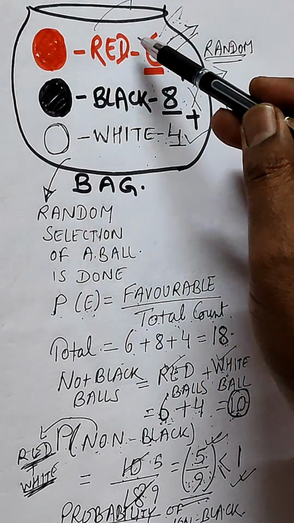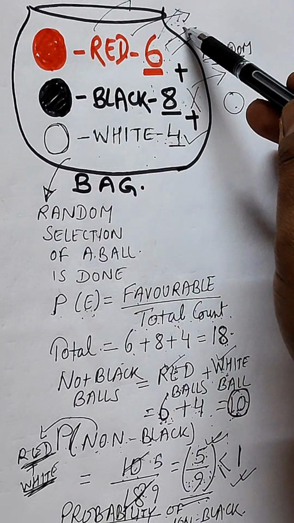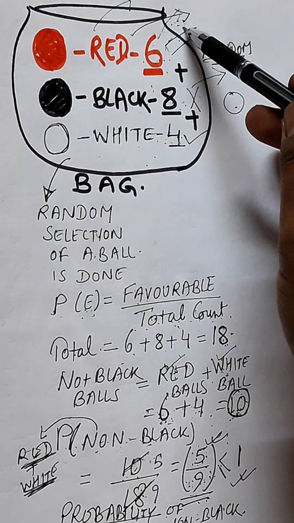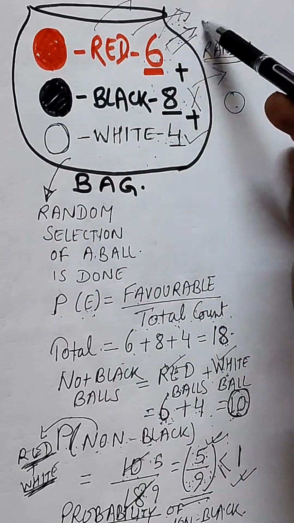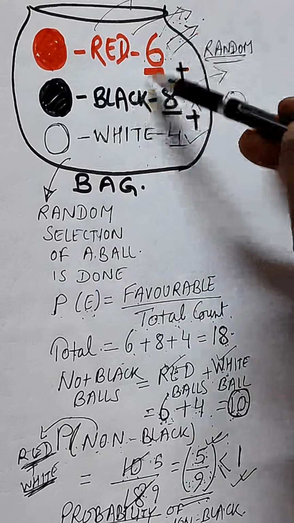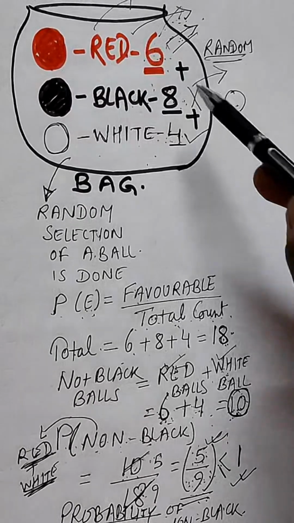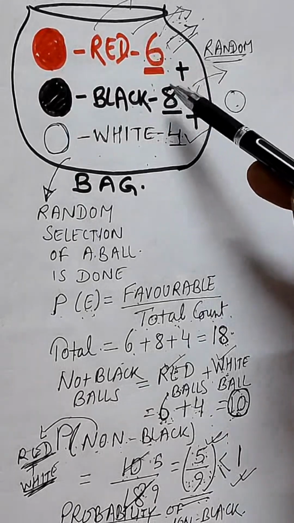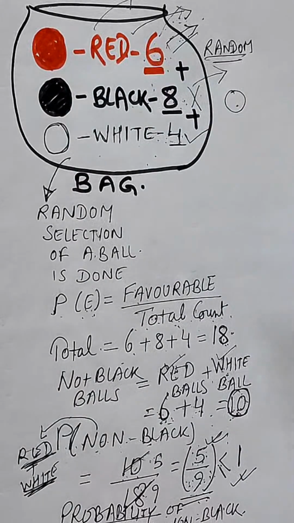So suppose when you are bringing it out, it can be red. If the red comes out, will it be your favorable event? Yes, because it's a non-black. And in the question, it has been asked that the ball should be non-black. And when you are bringing out a black colored ball, is this a favorable event? No, it's not.